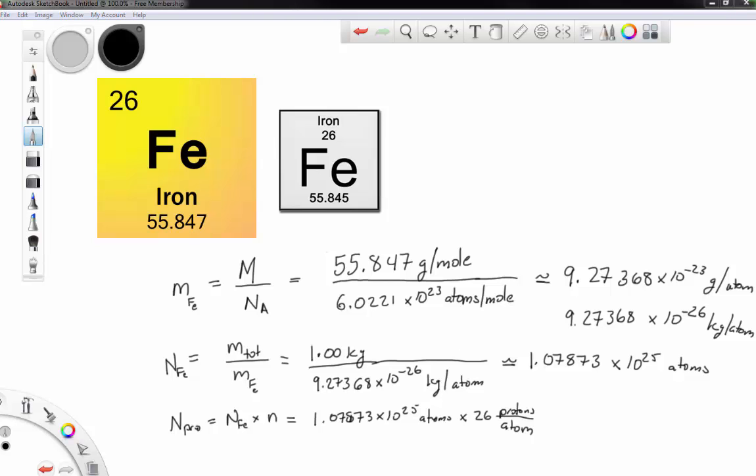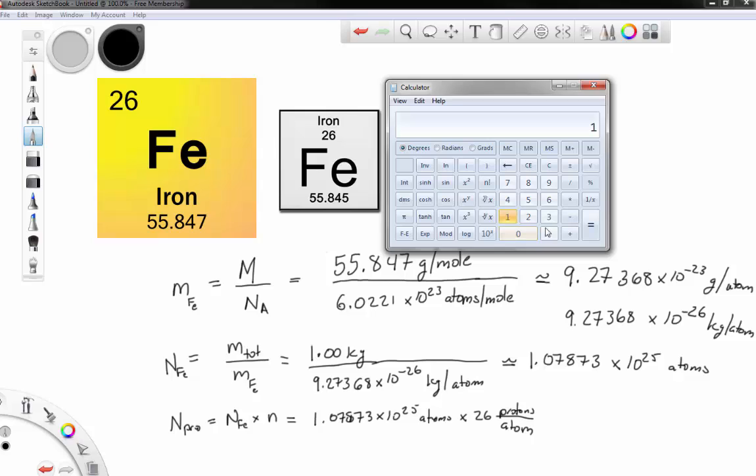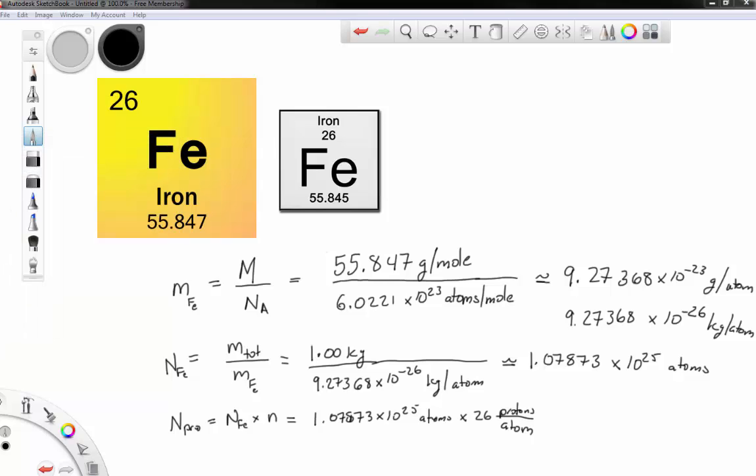So what we need here is to pull out our calculator. 1.07873 times 26 gives us 28.04698, and that is now going to be times 10 to the 26th because I've moved the decimal place over one here. And so that's how many protons we have.